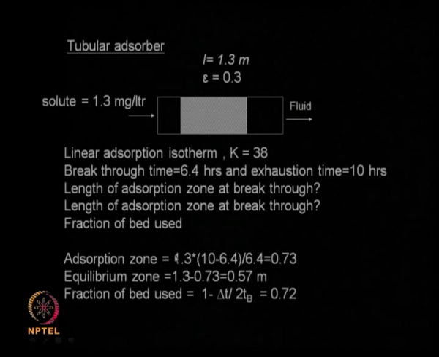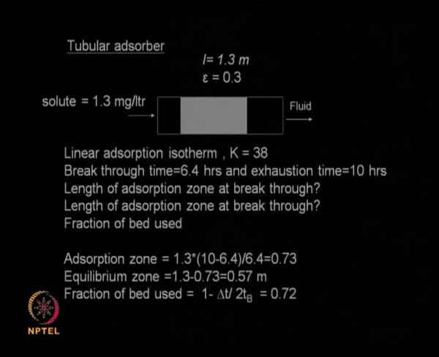So the adsorption zone can be calculated as length into delta t divided by Tb, where Tb is the breakthrough time. So delta t is nothing but the difference between the exhaustion time and the breakthrough time. So 10 minus 6.4 divided by 6.4 multiplied by 1.3 gives you 0.73. That means 0.73 meters is called the adsorption zone, and then the equilibrium zone you can subtract from the overall length, that comes out to be 0.57 meters. So 0.57 meters corresponds to the equilibrium zone and 0.73 meters corresponds to the adsorption zone.